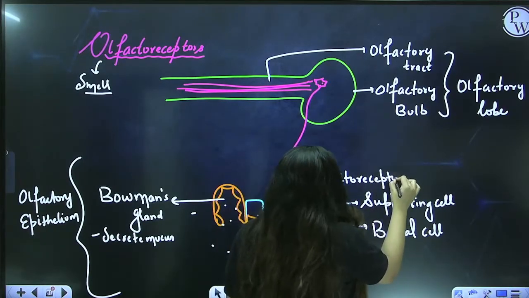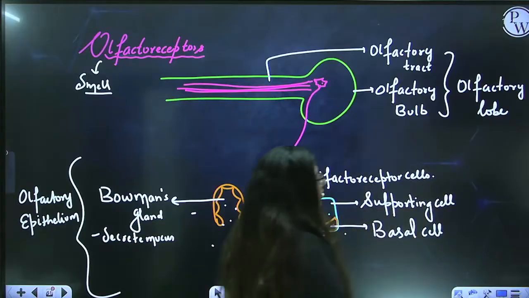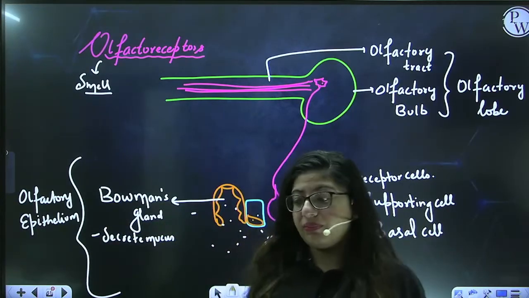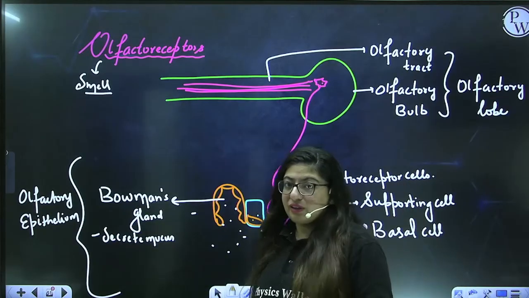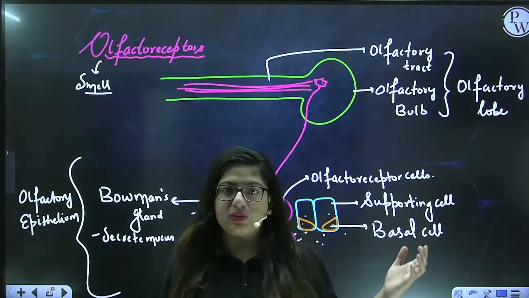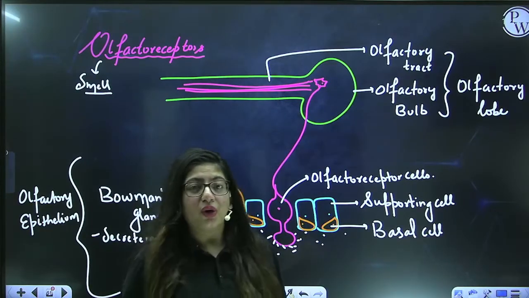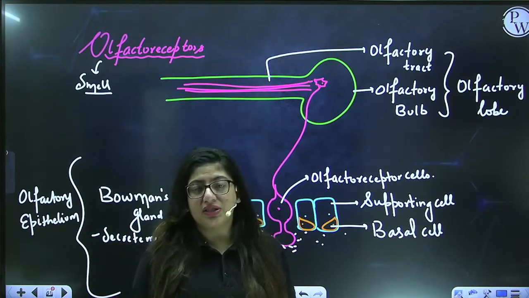So olfactoreceptor cells are the cells that will receive the stimulus. So what here is a stimulus? For example, someone cooked Maggi in your house. So the Maggi is being cooked in the kitchen, but you are sitting in your room. So you will get that sensation of smell just from there only.